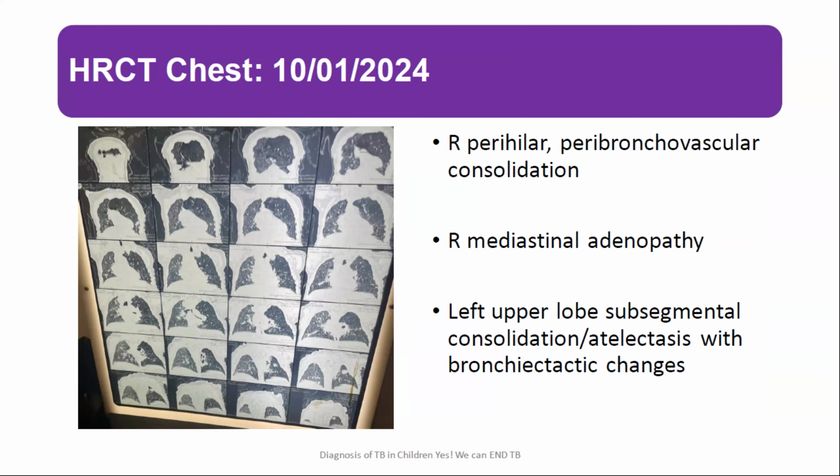So these are the child's CT scans done in Kenyatta. I hope it's clear from this slide that I picked, but even the radiologist commented that there was notable right perihilar and peribronchiovascular consolidation. So the pathology on the right continued with notable right mediastinal adenopathy, which I think is more visible in these lower slides, like from the fourth frame from the top. And there was also left upper lobe subsegmental consolidation and atelectasis, and there were already bronchiectatic changes. So as a result of delaying this child's treatment almost 3 months, you can see how advanced the disease became. Next slide.